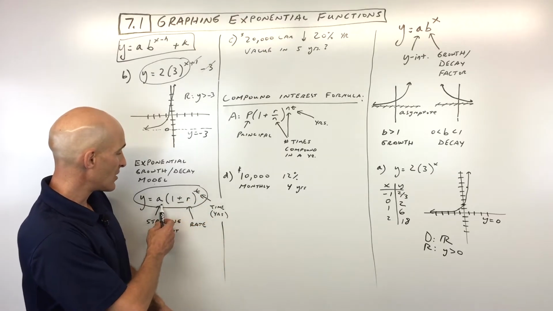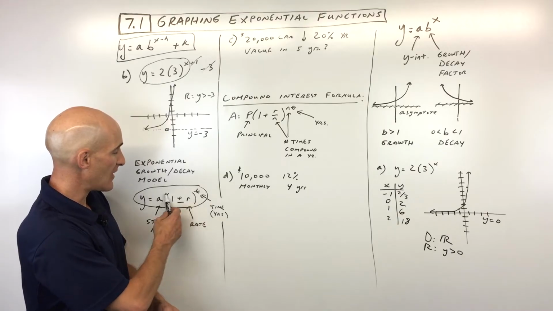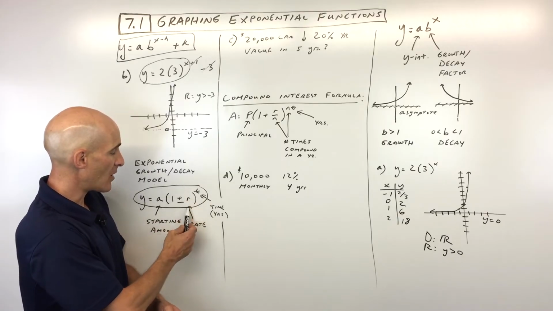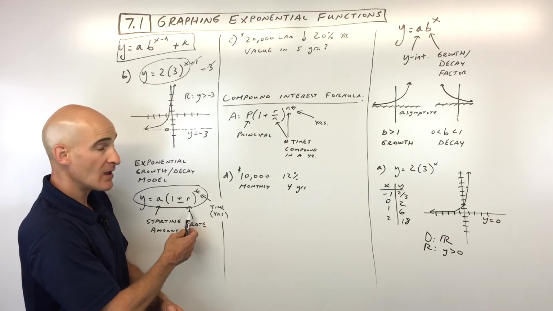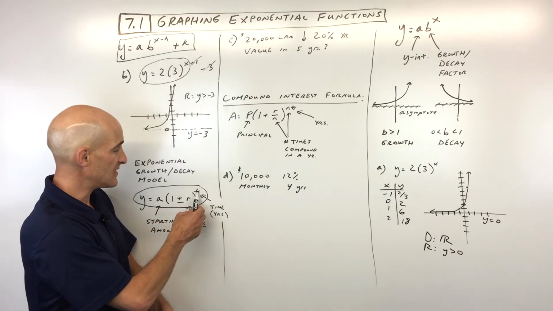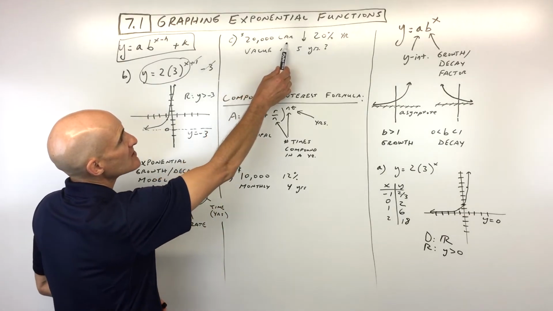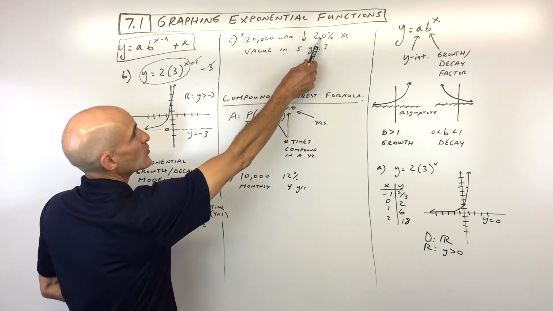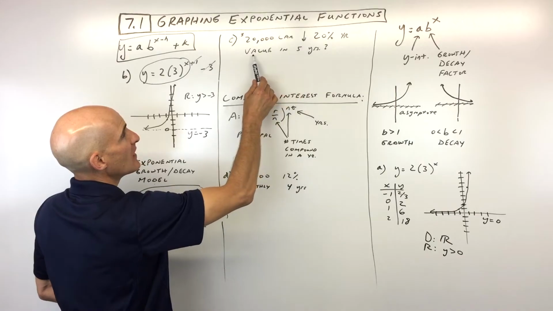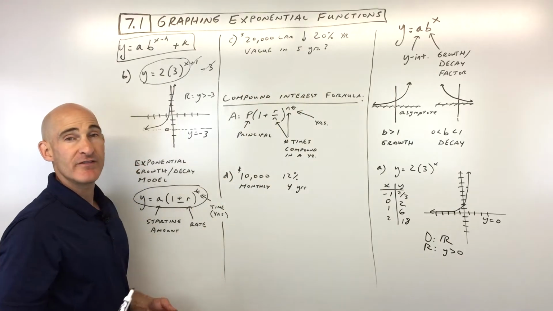So you have your starting amount, your growth factor or decay factor is this whole quantity. The r is just the growth rate or the decay rate, the percentage converted into a decimal, and the t is the time in years. So let's look at an example. Say, for example, you had a $20,000 car that was going down by 20% per year, depreciating. And you want to know what the value of the car would be in 5 years.